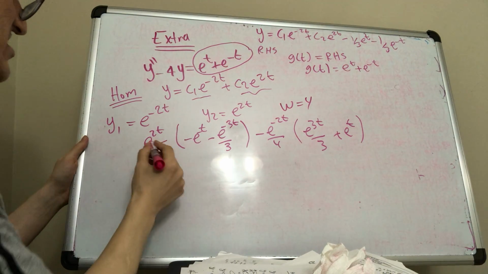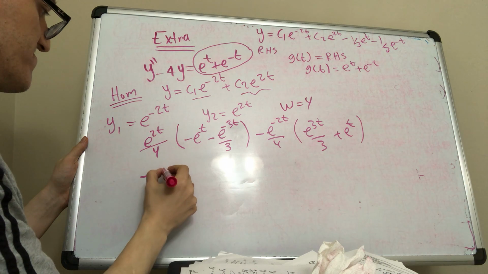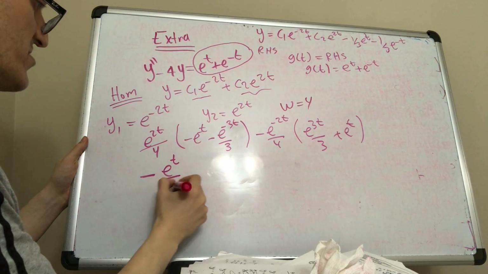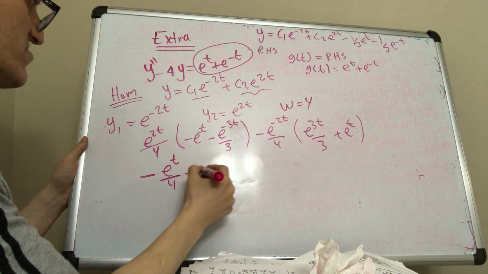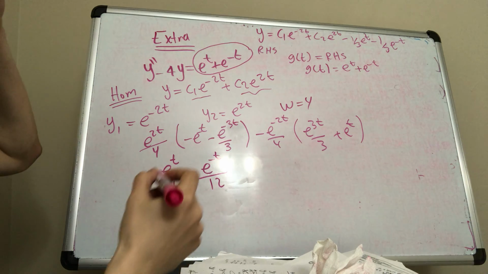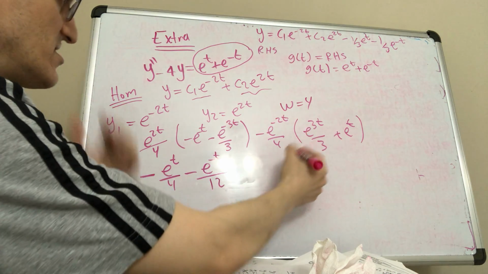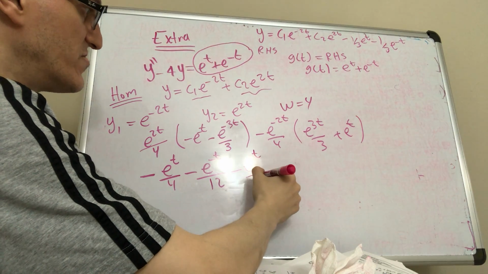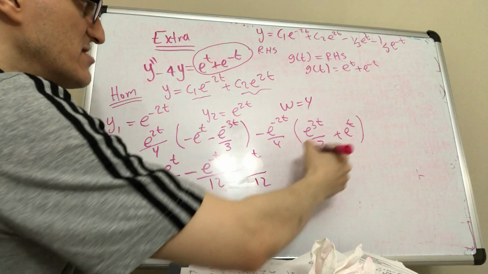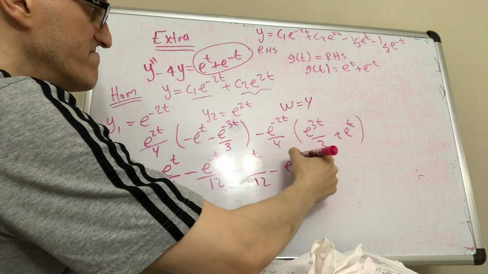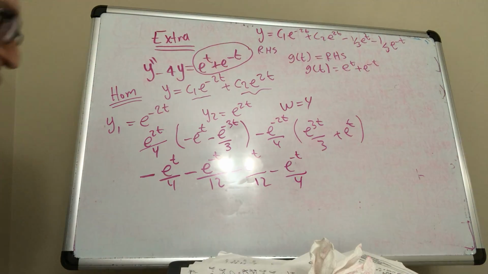Take this inside, this times this, you add the exponent, over 4. This times this would be minus, you add the exponent, over 12. This times this would be minus e^t over 12, and this times this would be minus e to the minus t over 4.